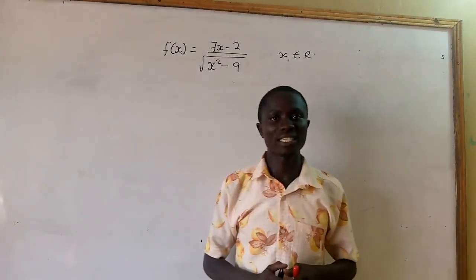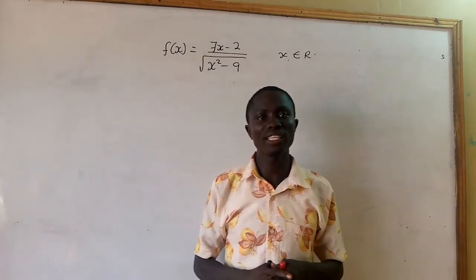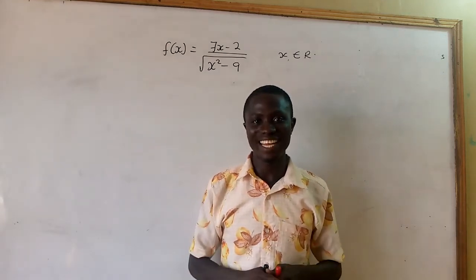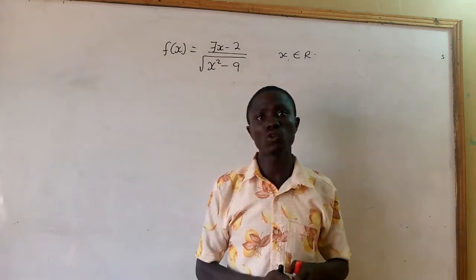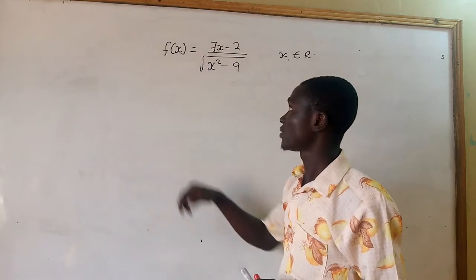I am Augustine, and I'm going to show you how to find the largest possible domain of a rational function that contains a radical or square root at the denominator. Now let us look at the question that we have.